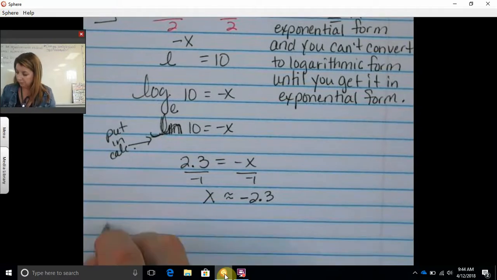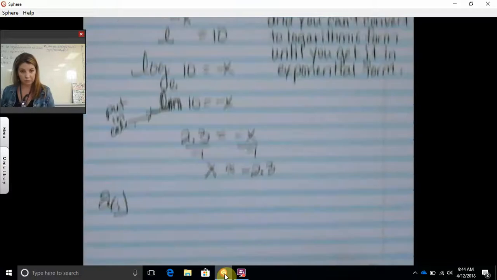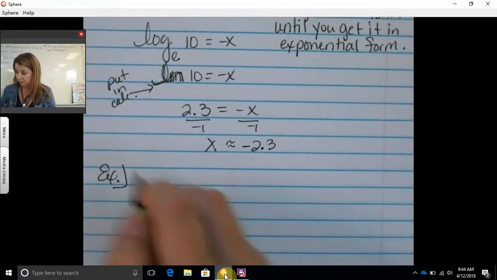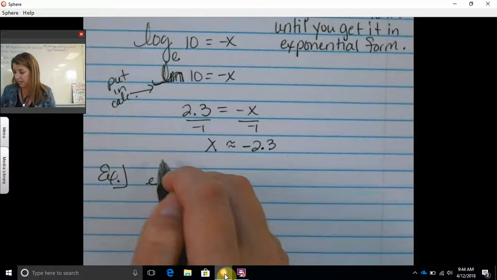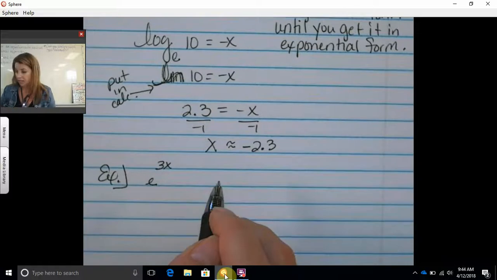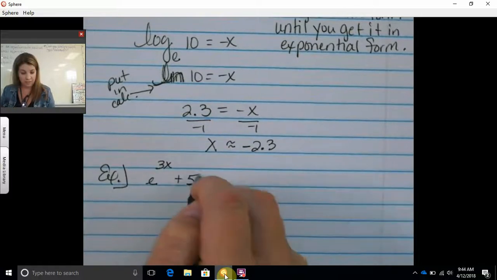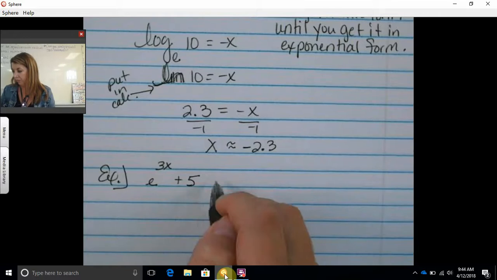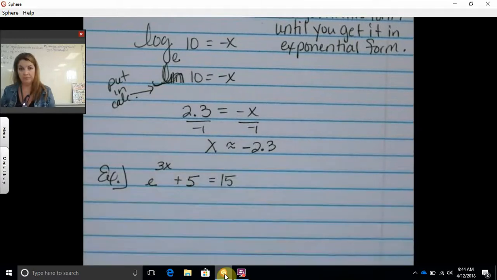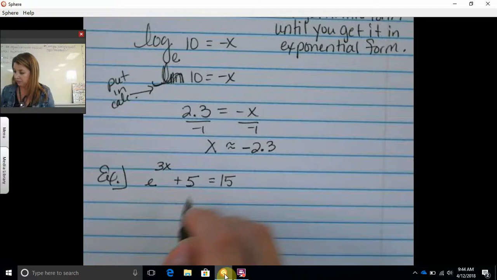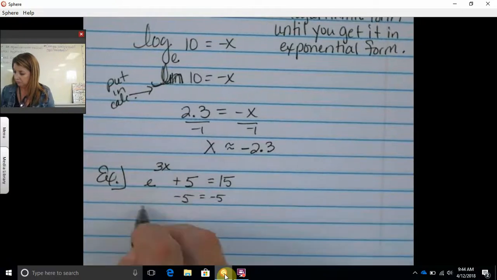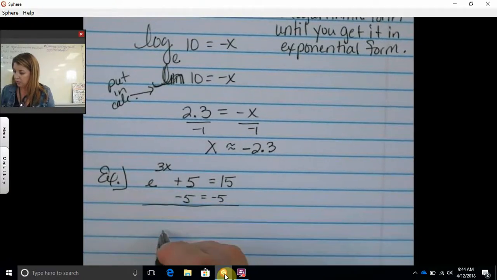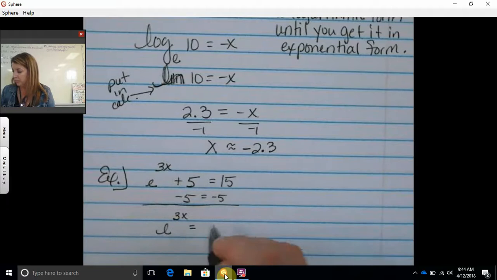How about this? e raised to the 3x. Then I've got a plus 5 that's not in the exponent equals 15. Is that in exponential form? No, what should I do? Subtract 5. So e raised to the 3x equals 10.